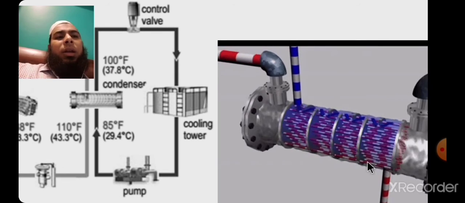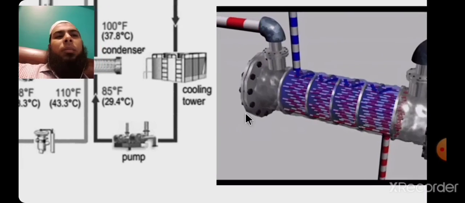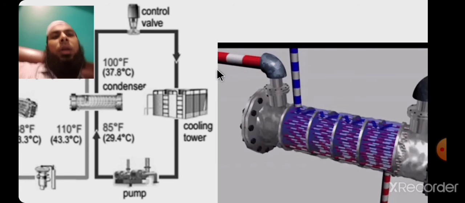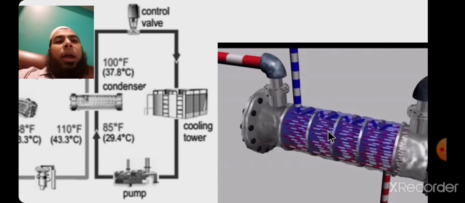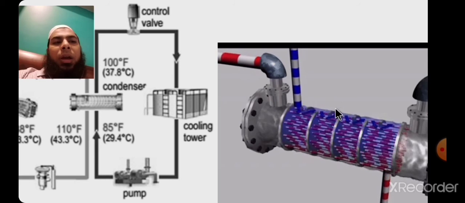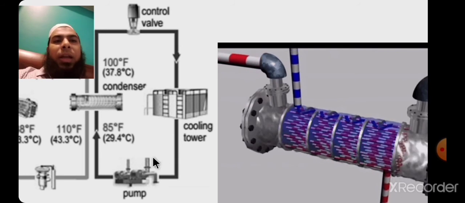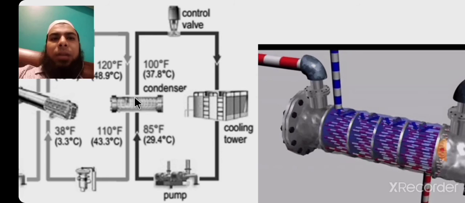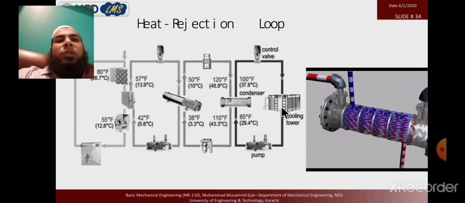Similarly, you can imagine this loop in the opposite direction, that the cold water coming over here cools down the refrigerant, and the gaseous refrigerant coming over here changes its form from gas to liquid and goes towards the expansion valve again, and the water absorbs the heat from the condenser and goes toward the cooling tower, and through the cooling tower the water rejects heat to the atmospheric air.